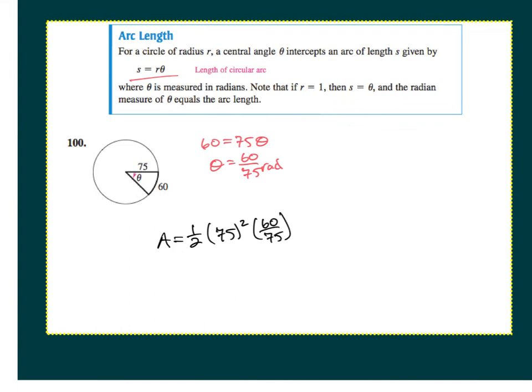Now, what happens? We can do this without a calculator because we're really smart people. What happens? One of the 75s cancel. Isn't that cool? One of the 75s cancel. And then 60 over 2 is actually what? 30. So this is the same thing as saying 75 times 30. All right. And we can do 75 times 30 in our head. What do we get? 2,250. And then units squared would be the area.